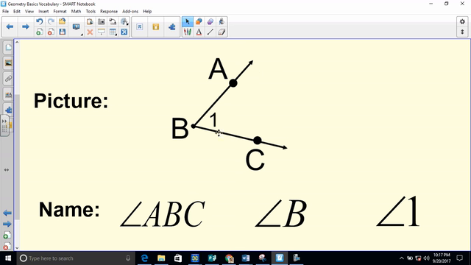Okay. If the vertex isn't shared with any other angle, then you can name it by one letter and call that angle B. And then if it so happens the pictures have numbers in it and they've numbered the angles, I can also call that angle 1.